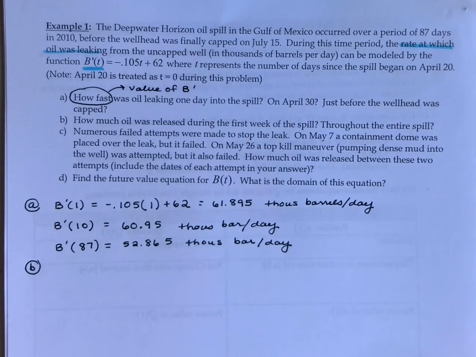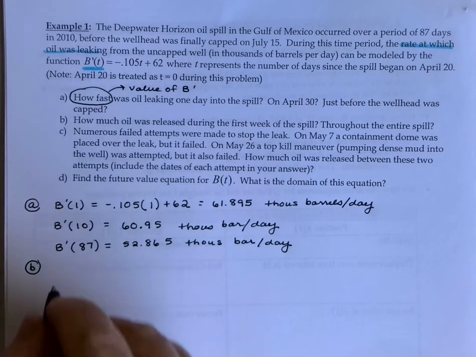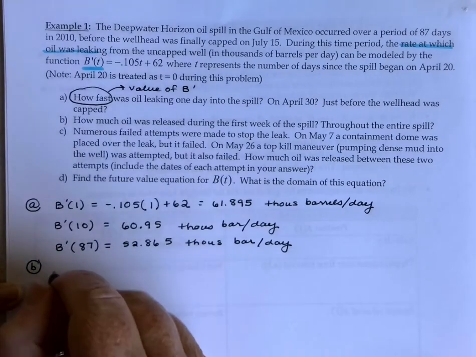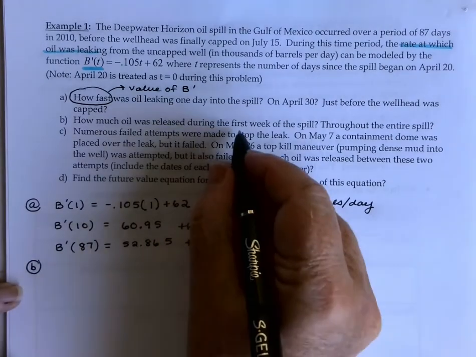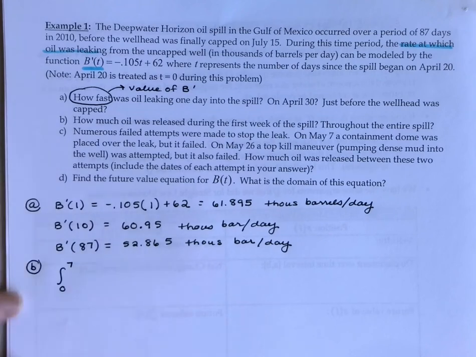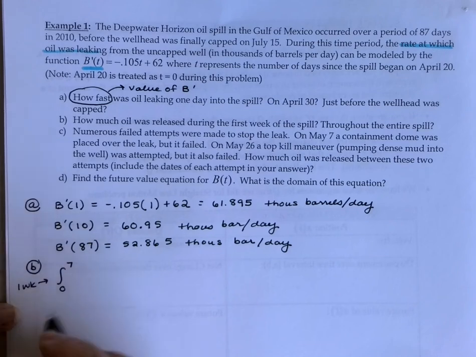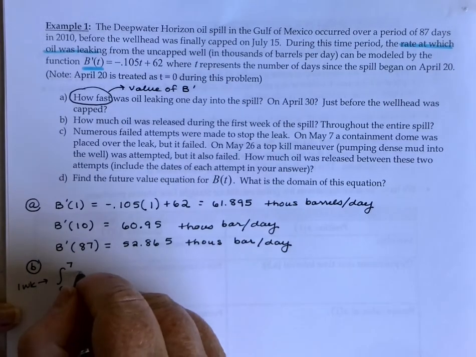Much more efficient would be to use our net change formula, net change rather than rate. So our net change, the amount of oil released for the first week, would be the integral over the first 7 days, from 0 to 7. So this is for 1 week. And we're integrating our b prime.